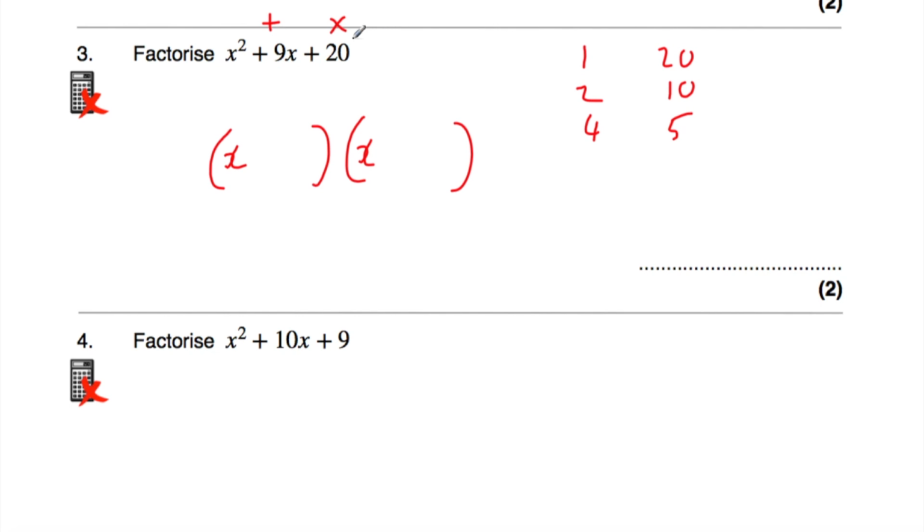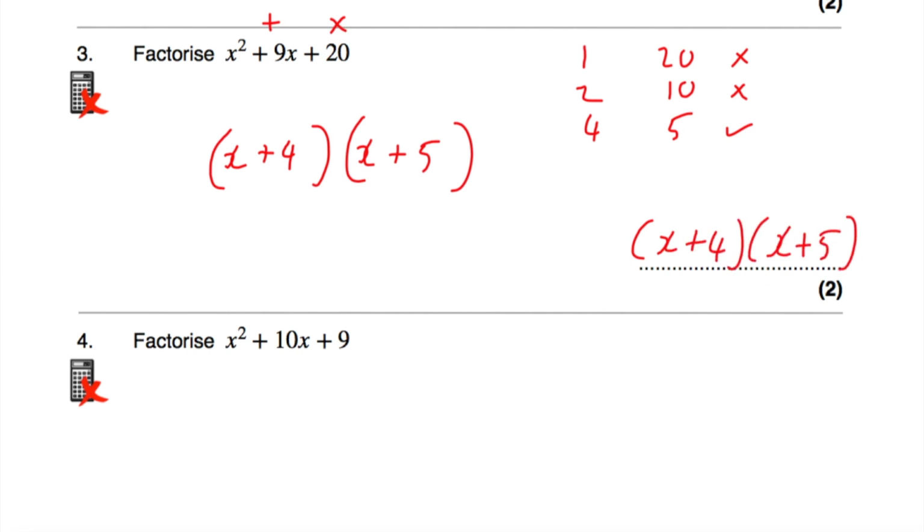1 times 20 is 20, 1 plus 20 is 21, so it's not that pair. Next, we've got 2 and 10. 2 times 10 is 20, fantastic, but 2 plus 10 is equal to 12, so it's not that pair. And then our last option, 4 times 5 is 20, and 4 plus 5 is equal to 9. So that's the pair that we want. We're going to have x plus 4 and x plus 5. And if we expand our brackets, we would get x squared plus 9x plus 20. So if we were asked to factorise x squared plus 9x plus 20, our answer would be (x plus 4)(x plus 5). And that's it.